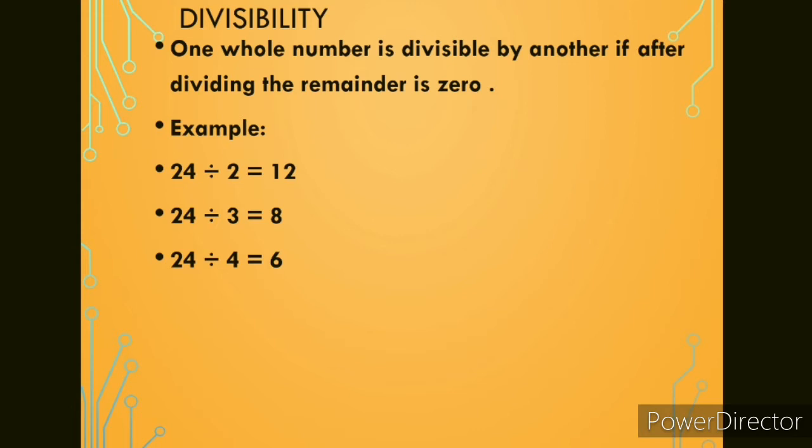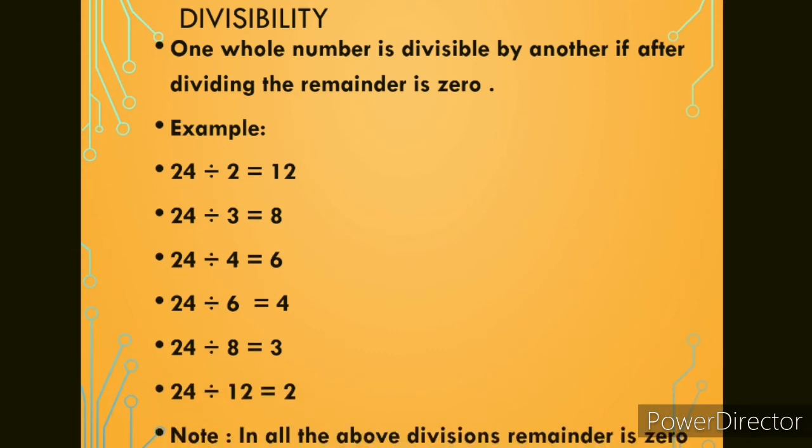Now here you can see the number 24 in this example is totally divisible by these numbers. We are getting the remainder 0 and the quotients are respectively 12, 8, 6, 4, 3. In all the above divisions, remainder is 0. So that's why 24 is divisible by 2, it's divisible by 3, it's divisible by 4, it's divisible by 6, 8 and 12 also.